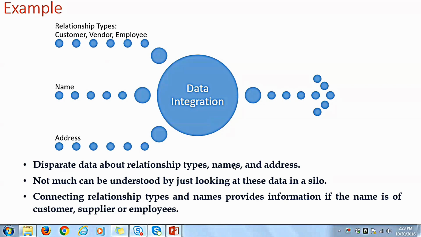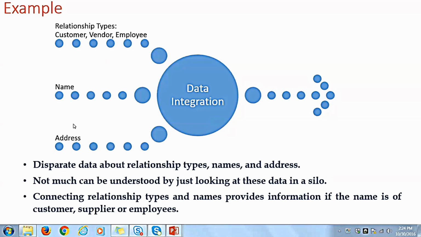Let's go through an example to understand the importance of data integration. In this example, an organization is maintaining different databases with relationship type, name, and address information. These three are different databases and they are not connected to each other. Because they are not connected to each other, not much information can be derived from this data.